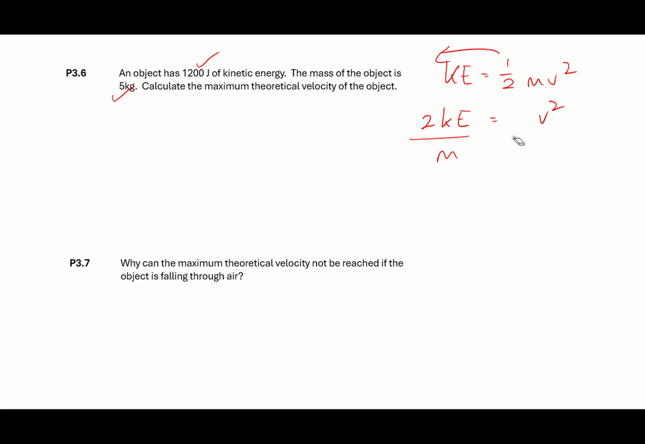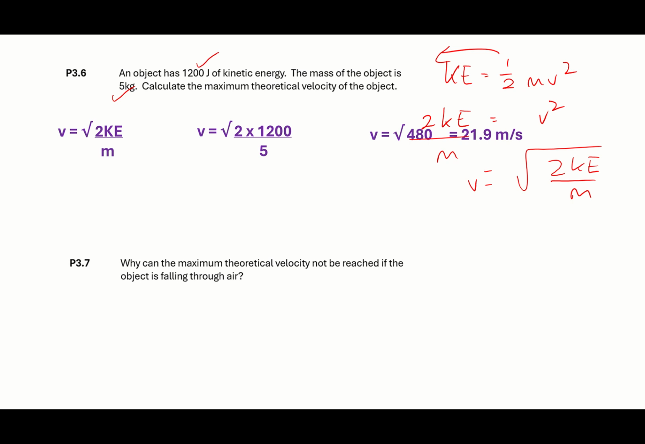So I'm now left with v squared equals 2KE over m, and therefore v equals the square root of 2KE over m. So that's it rearranged again, or just learning. So v equals the square root of 2KE over m. Well, two lots of 1,200 divided by 5, get your answer, and then square root it. So that will give us 480, and when I square root 480, I get 21.9 meters per second.